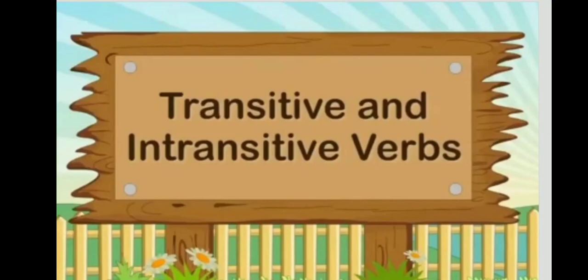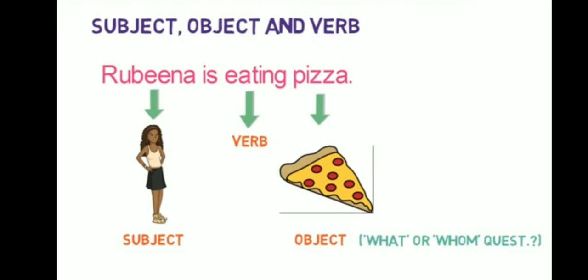Today's topic is transitive and intransitive verbs, and the subject, object, and verb. Students, we are going to see at first the subject, object, and verb. Rubina is eating pizza. Here, Rubina is the subject. Eating is a verb. And what is she eating? She is eating pizza. So, pizza is the object.